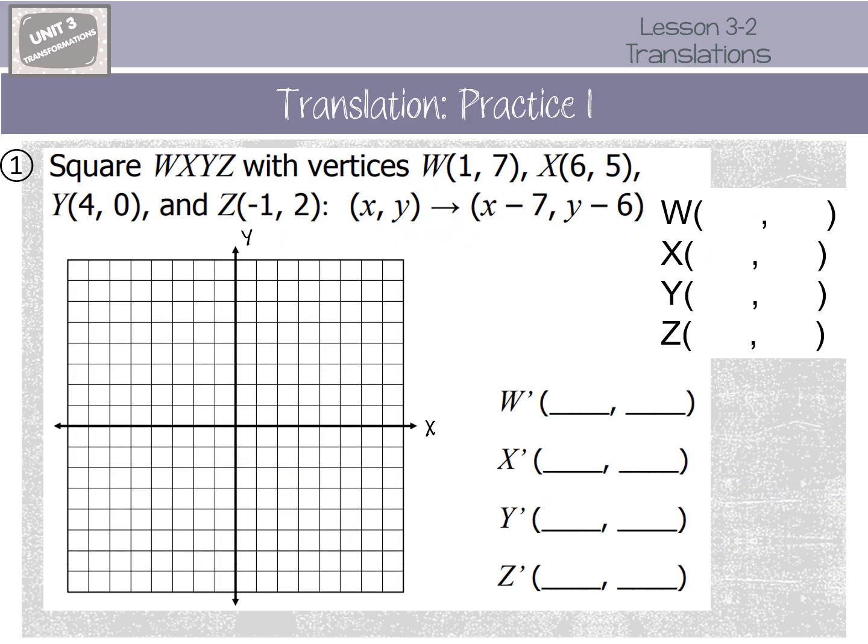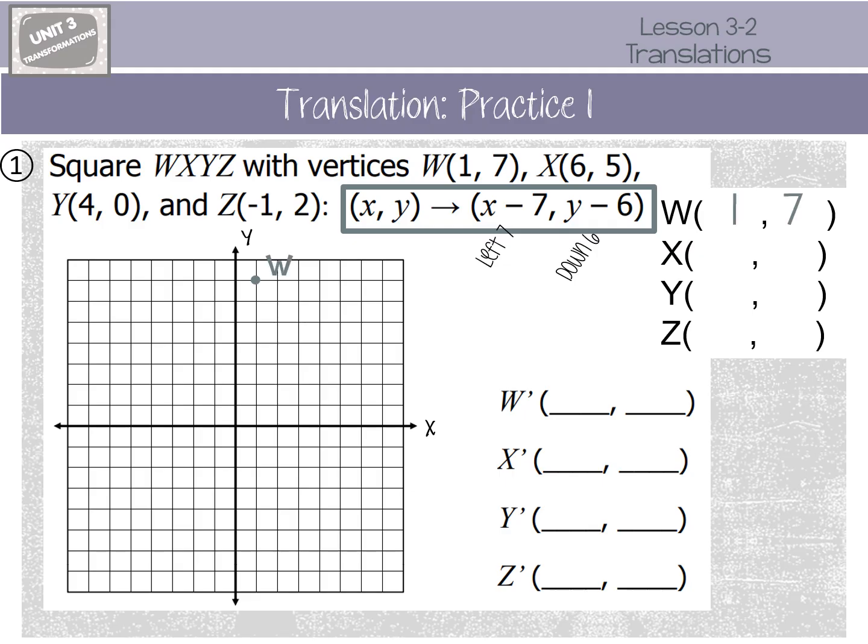Translation practice 1. We have a square, WXYZ. The vertices: W is at 1, 7, X is at 6, 5, Y is at the point 4, 0, and Z is at the point -1, 2. Here's our rule. Every point (x, y) goes to the point (x - 7, y - 6). So we are going left 7 and down 6.